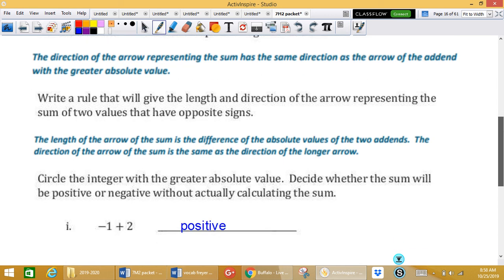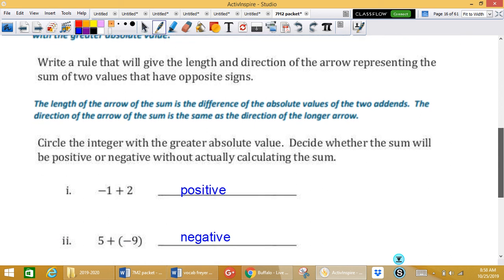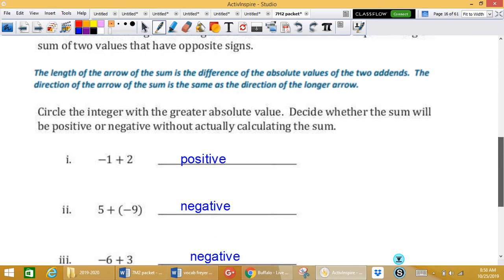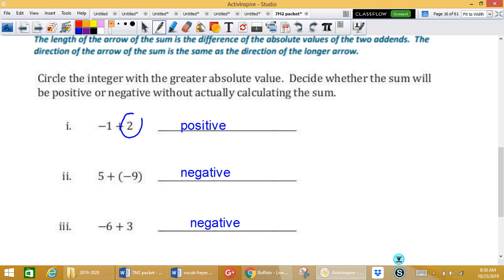Circle the integer with a greater absolute value. Decide whether the sum will be positive or negative without actually calculating it. So this would be a greater absolute value, greater absolute value, greater absolute value. So positive, negative, negative.